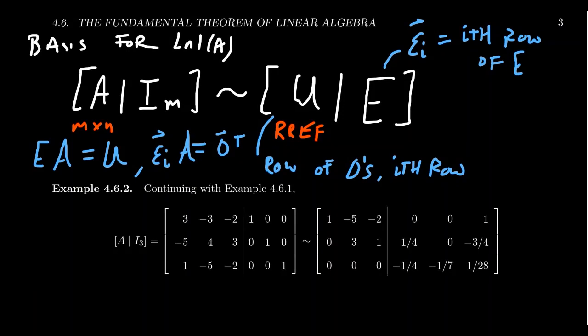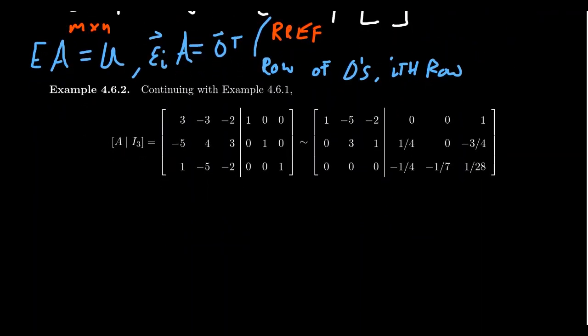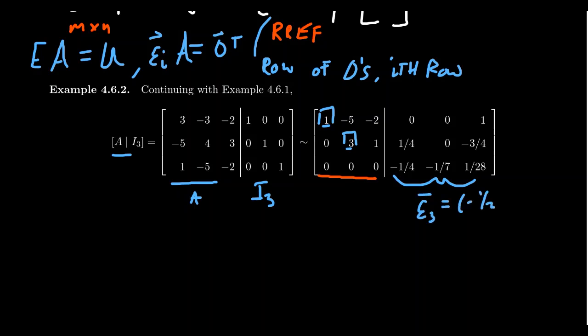So let's look at a specific example. We're going to take the exact same example we were working with a moment ago. If we take A augment I, in this case we would take I3. You see that A is right here, and here is I3. I'm going to skip the row reduction this time. We did it already. If you kept track of things, we have a pivot in the first column, and in the second column, and you'll notice there's a row of zeros right here. So this tells us that this right here is our epsilon 3: negative 1/4, negative 1/7, and 1/28.